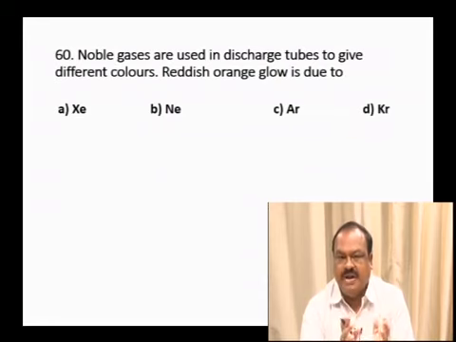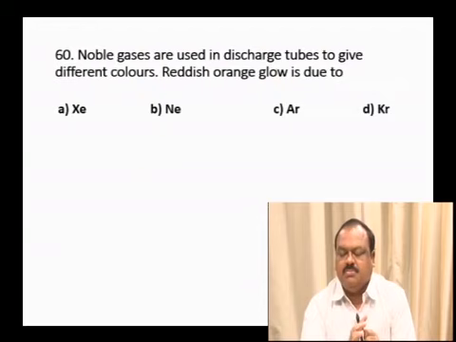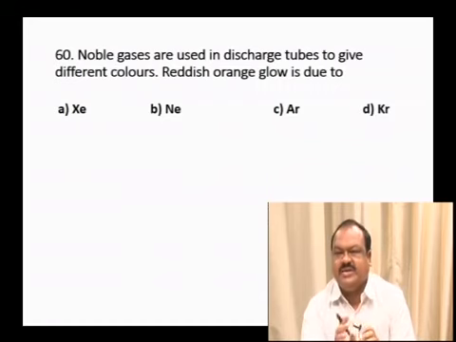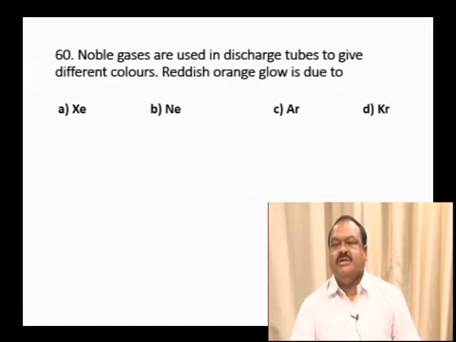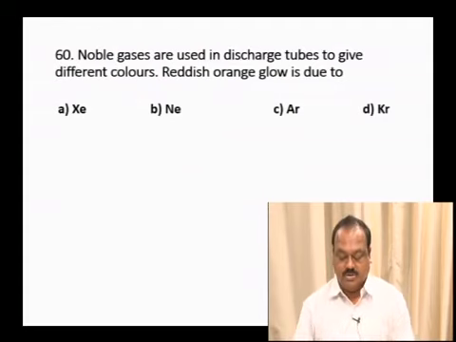That is, in airports they use these lights, called beacon lights. While landing, the pilot should observe the runway, so to get orange color, and at the same time all signboards on the national highways are painted with noble gas compounds. So among the following, the reddish orange glow is due to neon.